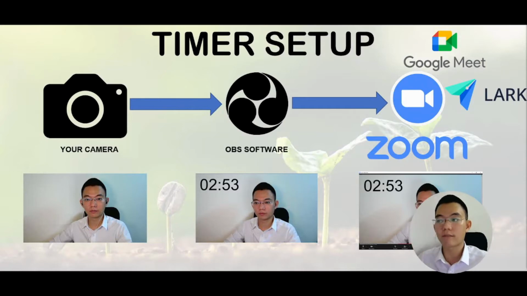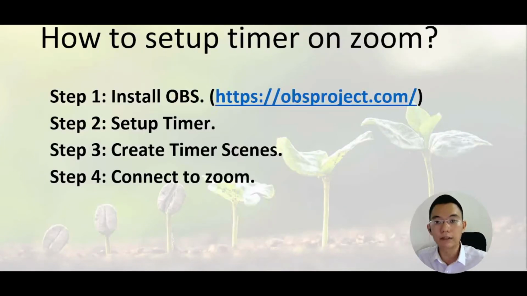We have 4 steps to set up the timer on Zoom. Step 1, we need to install OBS if you don't have it. The second one, I will show you how to create the scene, and you can use that as the normal way. The third one is connecting to Zoom. And if there's something you don't know, don't worry, I will show you later. Okay, are you ready? Let's start.